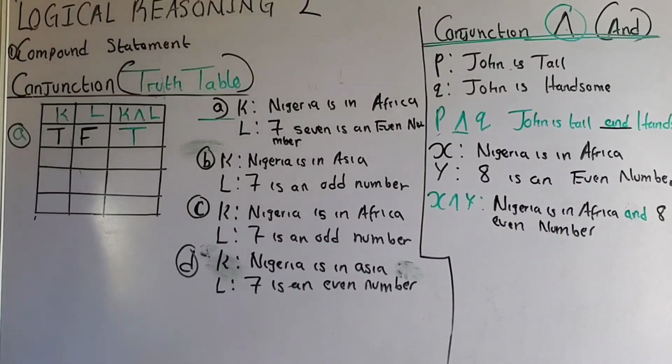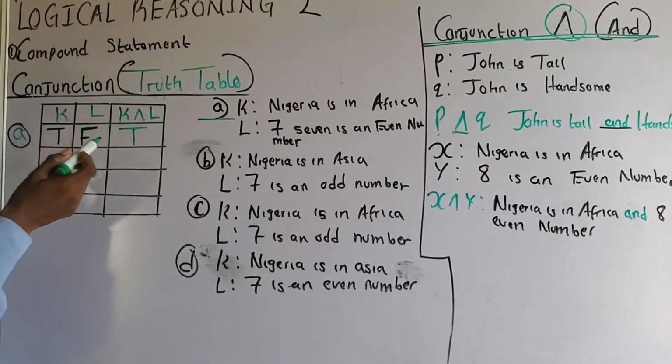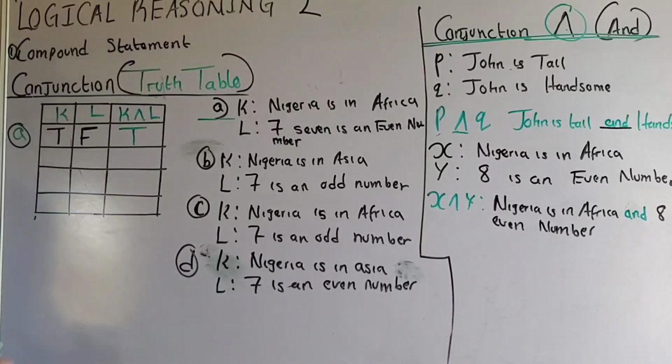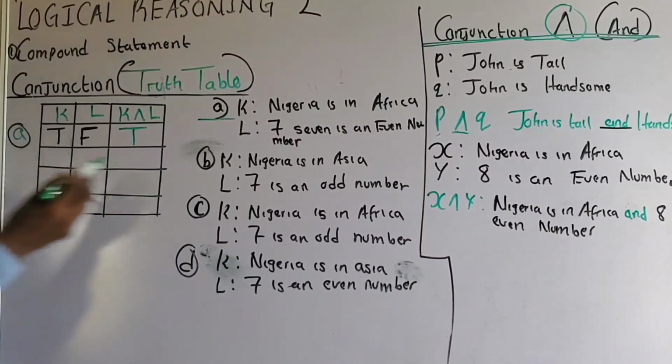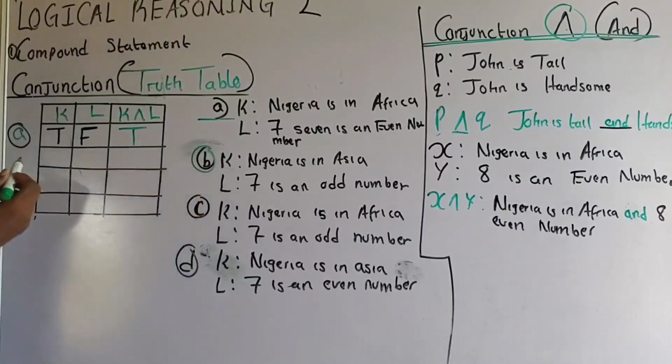Are you getting what I'm trying to say? Because when we get to tautology and contradiction, you are going to discover that we're going to be using many tables. So I want you to understand, okay? So listen. When you have T first, like when the first statement is true and the second statement is false, the conjunction of both statements will be what? It will be true. Okay? Now let's look at the second statement. We are here now. B.